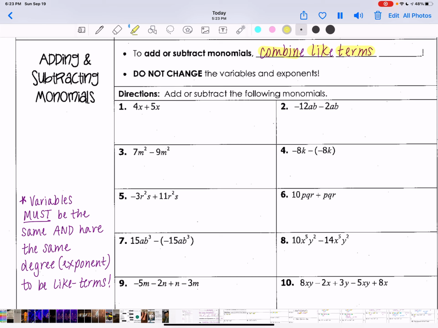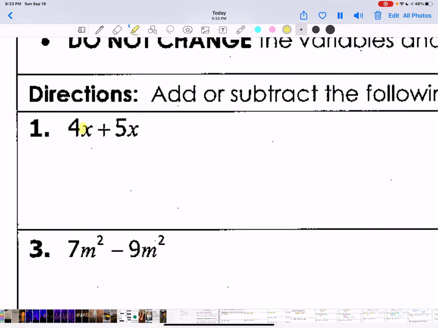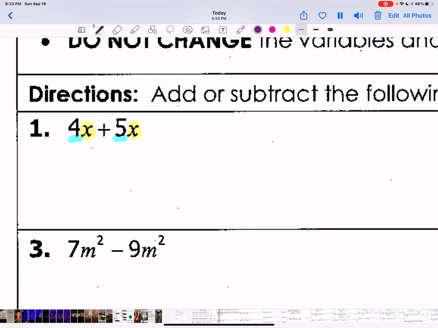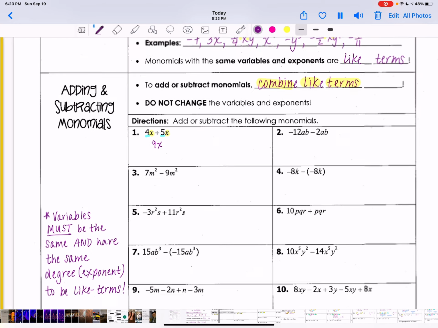All right. So first we're going to look at number 1, and we've got, let me zoom in here, 4x and 5x. So notice they both have x's, so all you have to do is combine the coefficients. The coefficients are out front, so +4 and +5 give you +9, and you leave the variable as x. That's it. So coefficients are the numbers multiplied by the variable.